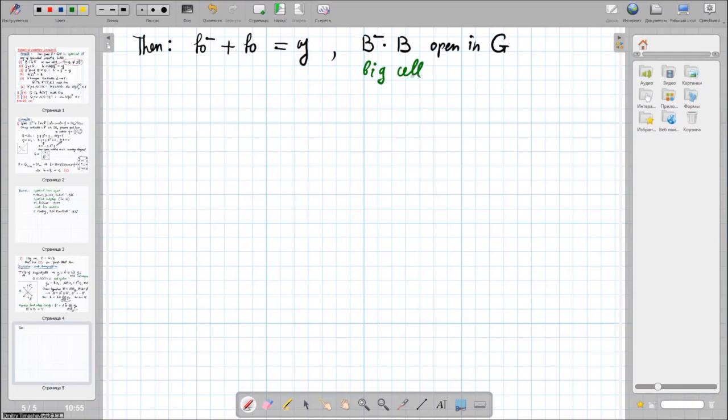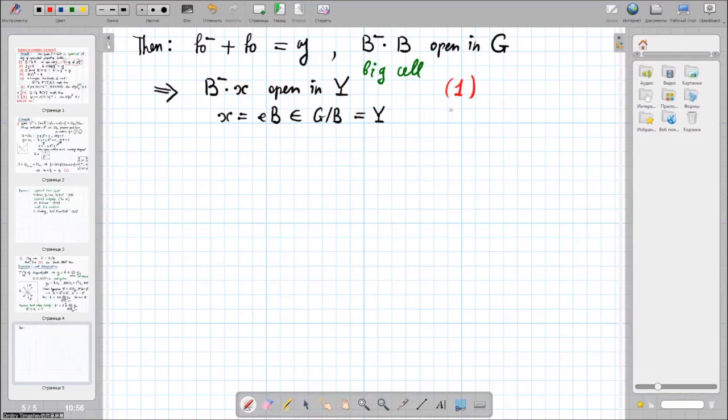Big cell. And this implies that the orbit of B minus of the base point X in the flag variety, which is my homogeneous space Y. The openness of this product B minus times B in G implies that the B minus orbit of this point X is open in Y. So we get the first condition defining the spherical homogeneous spaces.